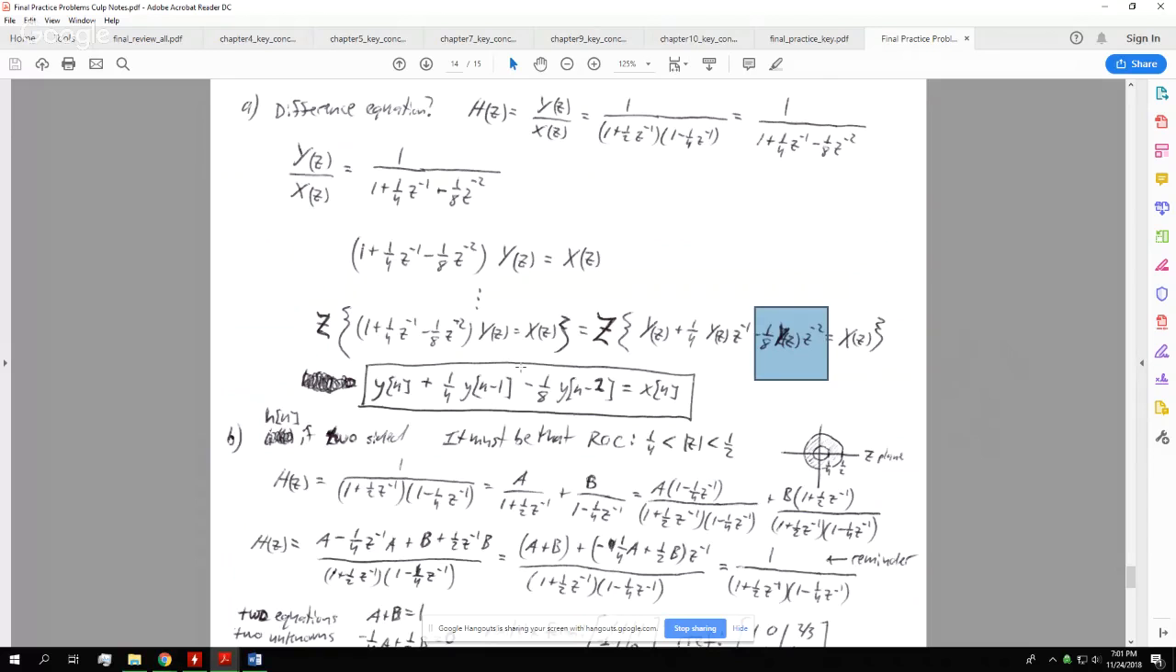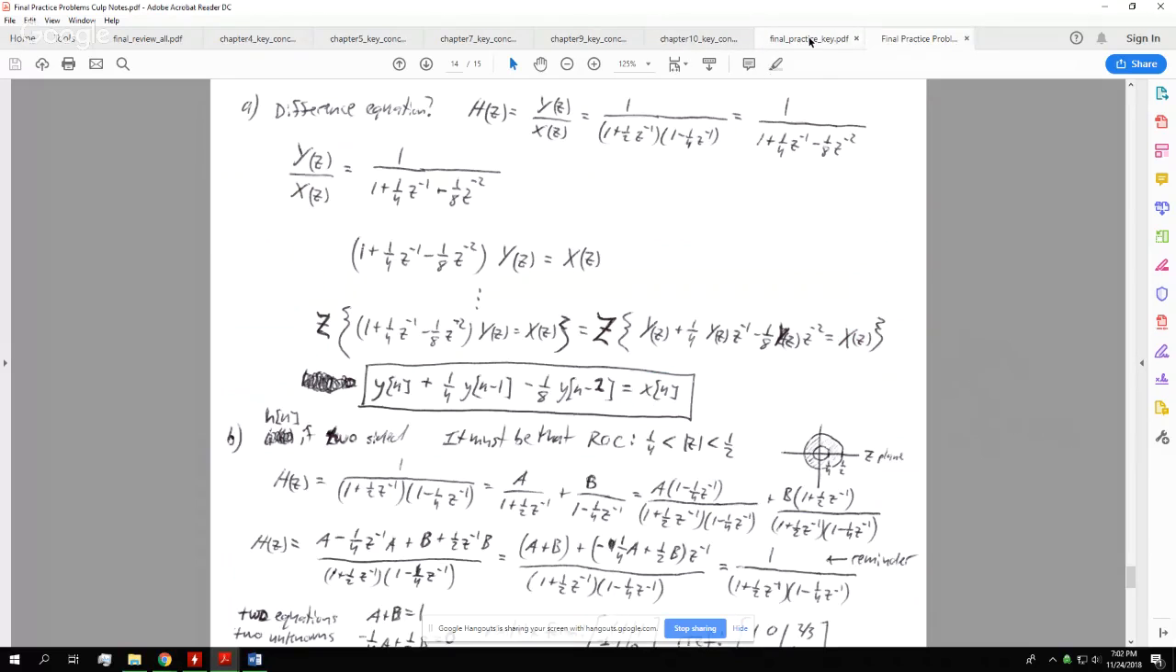And then same thing with this third term here. We have some coefficient, minus 1/8, and then we have a z to the minus 2. That just means that we have a time shift of 2. So it becomes y of n minus 2, a time shift of minus 2. And then same thing here. The inverse transform of x of z is x of n. So that was pretty straightforward.